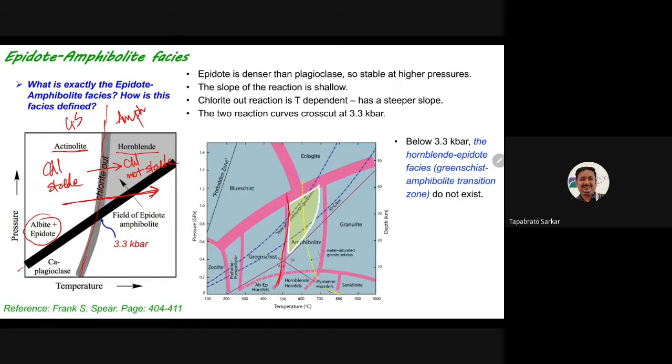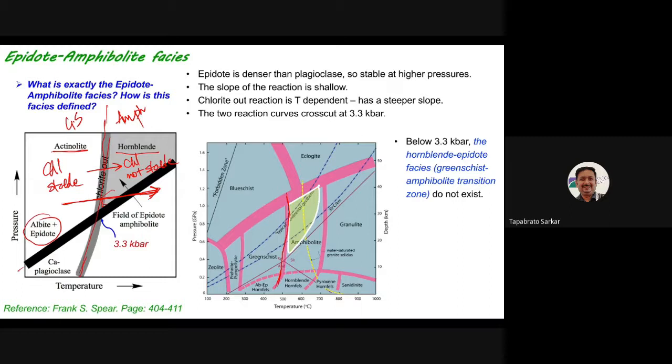If your geothermal gradient moves along this path, first chlorite is gone, it is unstable, it has formed hornblende, but within this region epidote is still present because it has not crossed this reaction line. Only when it crosses this does the epidote break down to form calcium-rich plagioclase. The intersection of these two reaction lines forms a zone within the amphibolite facies, with the stability of hornblende, no chlorite, and epidote also present, and this is what we call the epidote amphibolite facies.